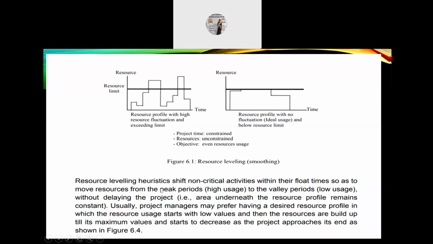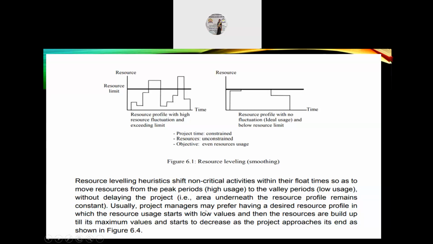The resource leveling heuristic shifts non-critical activities within their float times so as to move resources from the peak periods, that is high usage, to the valley periods, which is low usage, without delaying the project, that is, the area underneath the resource profile remains constant.